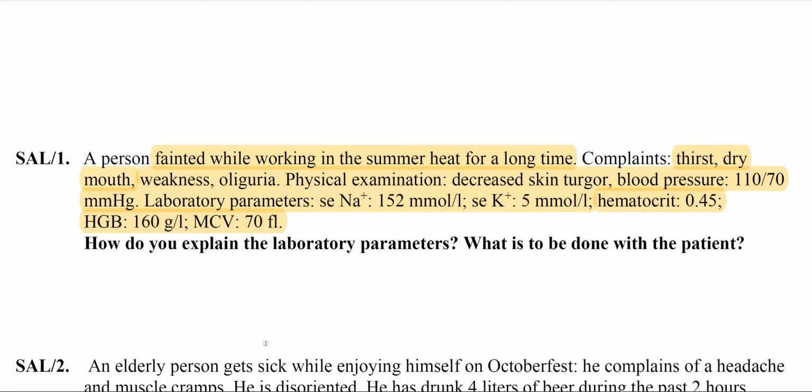160 gram per liter, I mean hemoglobin. MCV 70 FL. That's femtoliter. That's the size, in femtoliters, of the red blood cells.